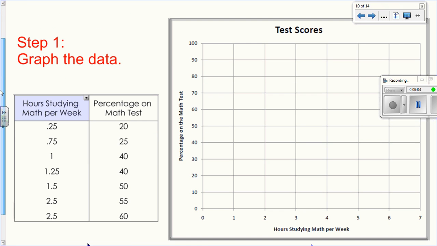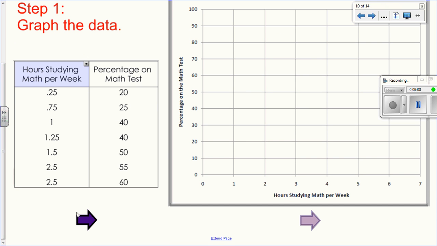And on this one, we have the hours studying down here and the percent over here. So we would go to 1/4 and then up to 20%. So if you put in 15 minutes, it means you're going to get about a 20% on your test.